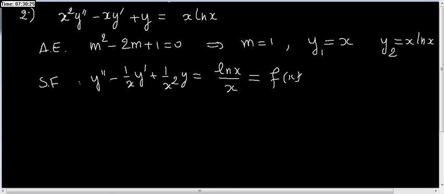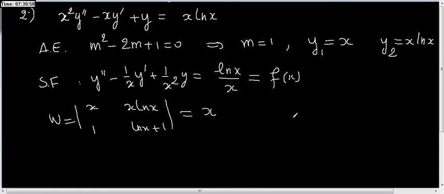Okay, have to be careful for this. Fx is ln x over x, not x ln x. Then we have to go for the Wronskian. The first row is the function. We have set the function, so x and x ln x. Then we differentiate. Here we have 1, and here will be ln x plus 1. But then we do the cross product, we just obtain x.